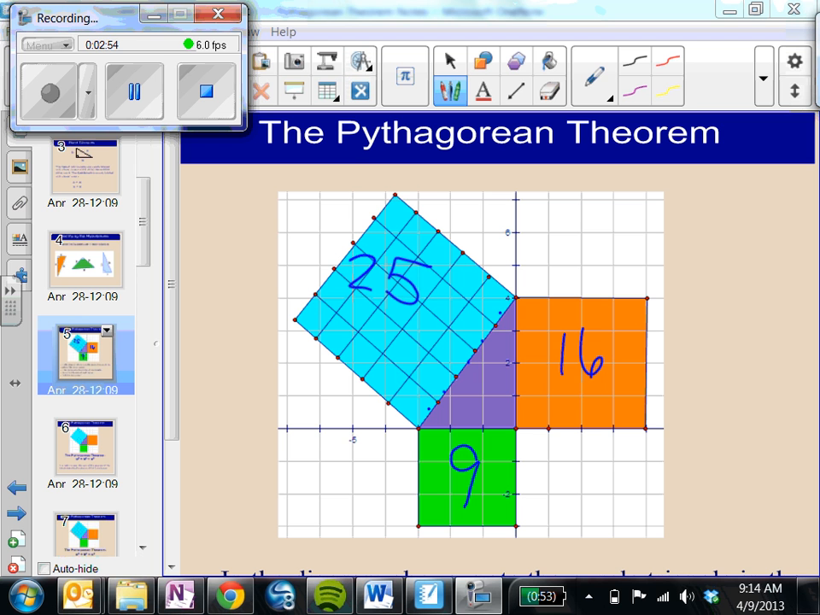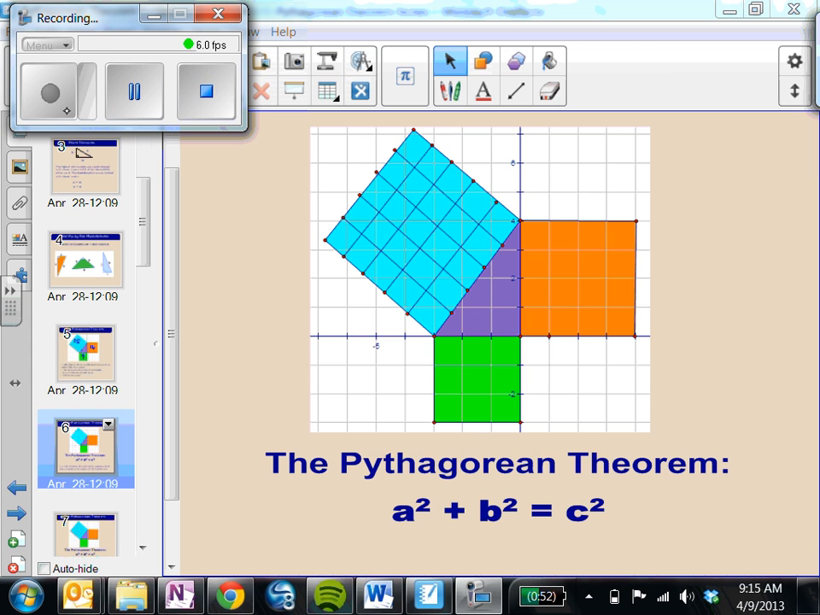You'll notice that if you add the squares of the legs, the square of the leg that's 3 gives you 9, and the square of the leg that's 4 gives you 16. If you add 9 plus 16, that gives you 25. That's the square of our hypotenuse, because 5 squared is 25. So the squares of the legs equal the square of the hypotenuse.